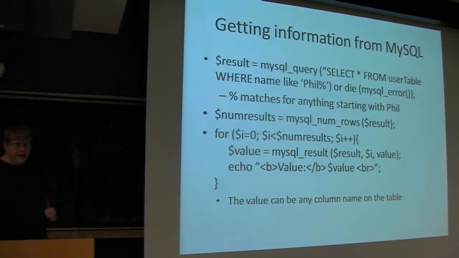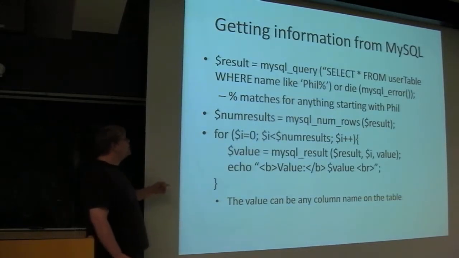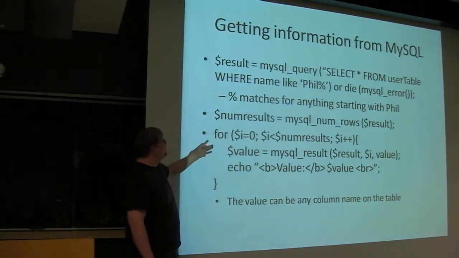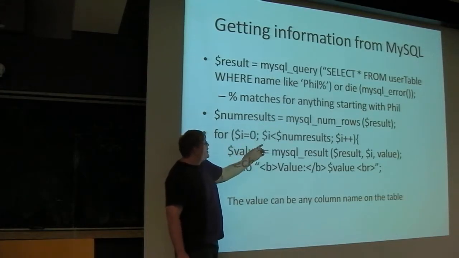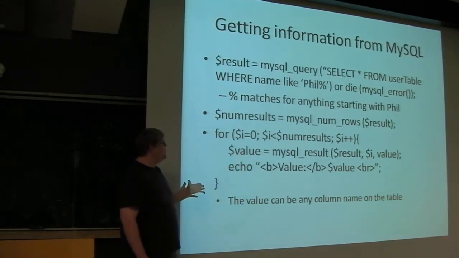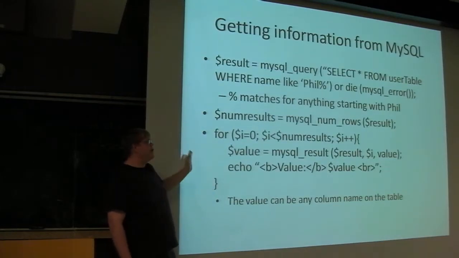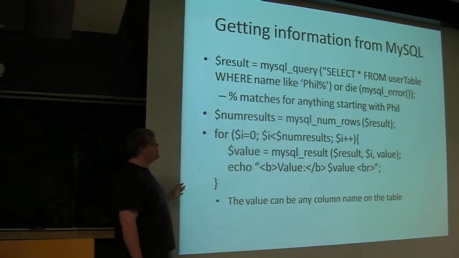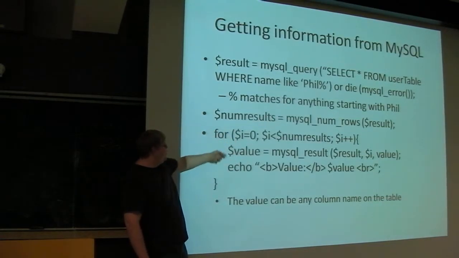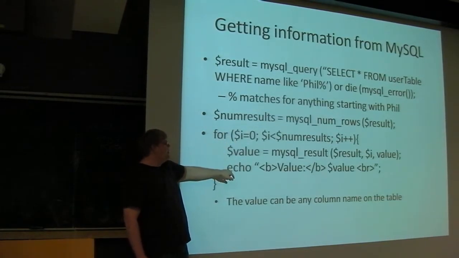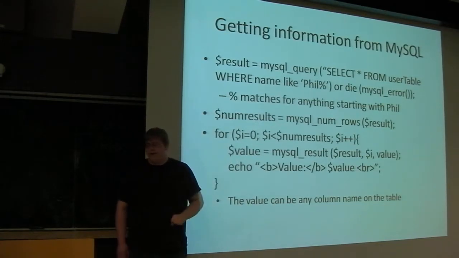To get information, you can just do mysql_query, which is a PHP function, include the query, and I use, as an example, fill percent sign, which returns anything with fill at the start. Then we can get the number of results, and do a simple for loop to go through all the values and print them out to the screen.